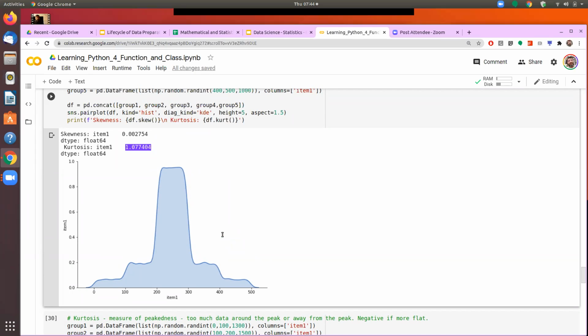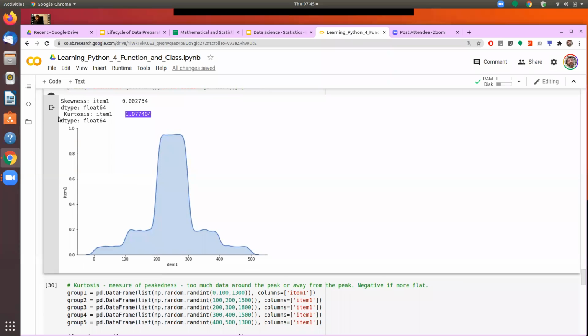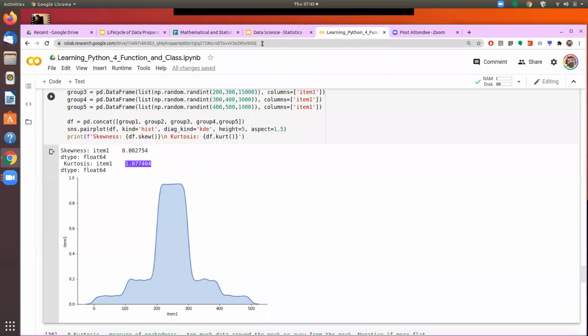So skewness is whether my data set is symmetrically distributed, or it is left skewed or right skewed. Kurtosis is the measure of whether I have a fat tail or a sharp peak. Okay, so these are the ways that we describe our data, and that would be measured by the skewness and kurtosis.